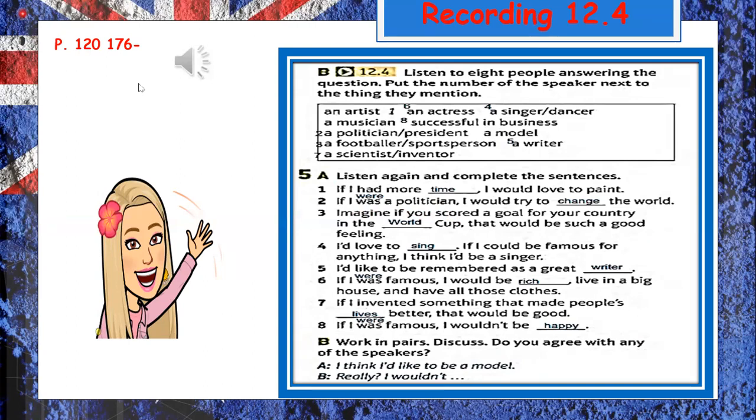Number six, if I were famous, I would be rich, live in a big house, and have all those clothes. Seven, if I invented something that made people's lives better, that would be good. And number eight, if I were famous, I wouldn't be happy. In exercise B, you need to discuss, do you agree with any of these speakers? A, I think I'd like to be a model. And B, really, I wouldn't.